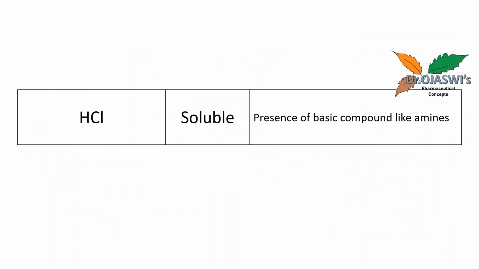Now, from the solubility in water and litmus paper test, we get some idea about its acidity, basicity or neutral nature. To confirm that, we can take another test tube, a little amount of HCl into it, and put your sample and check whether the compound is soluble or not. If it is soluble, then definitely there is presence of a basic compound like amines.